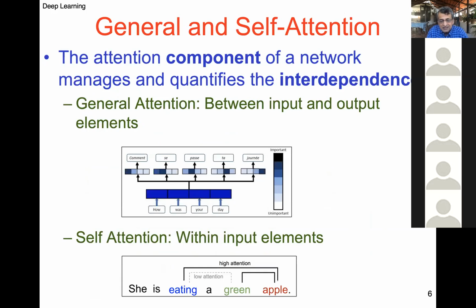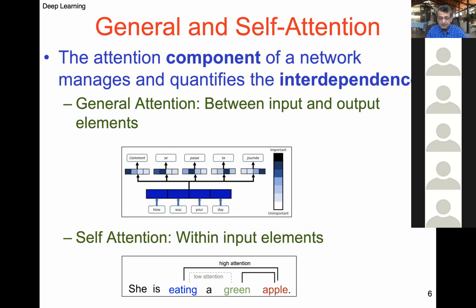There is one distinction that the attention folks make, and they talk about general attention and self-attention. So the attention component of a network manages and quantifies interdependence. General attention is between the input and output elements. We just saw machine translation. We have some words in and we are generating some words out. So that's the general idea of attention.